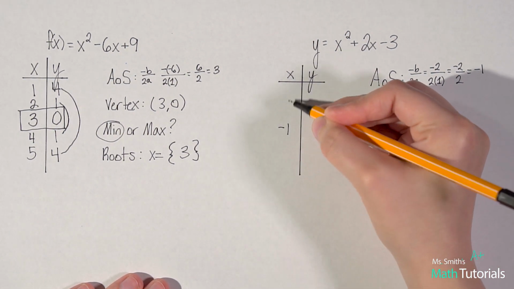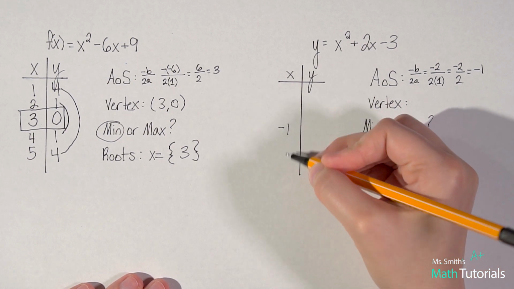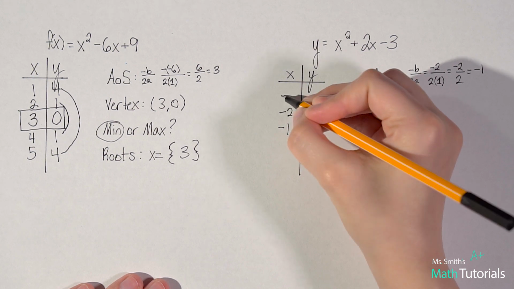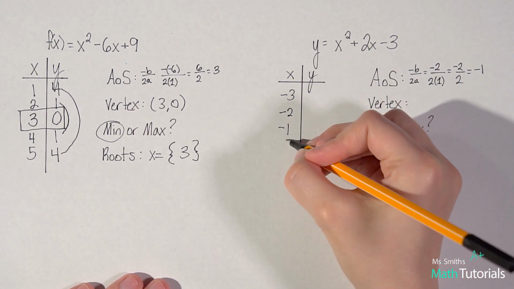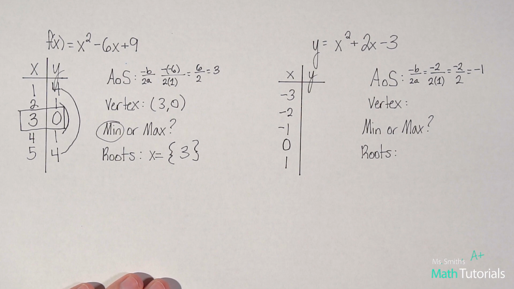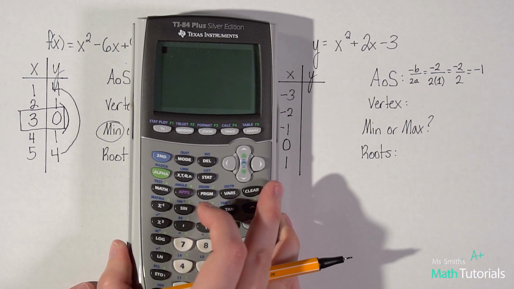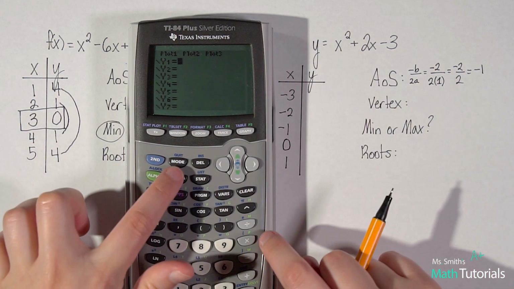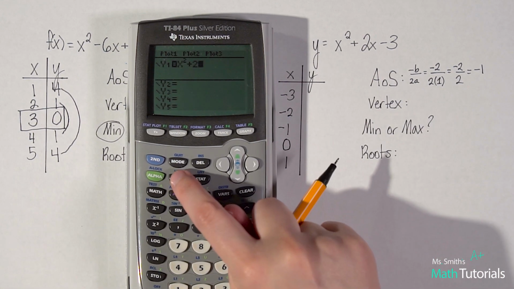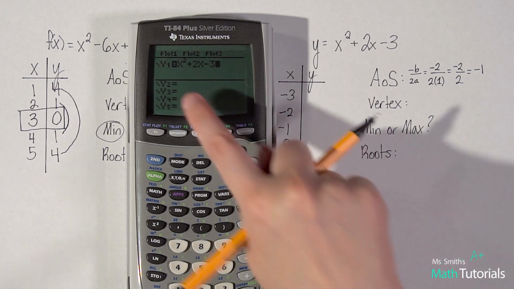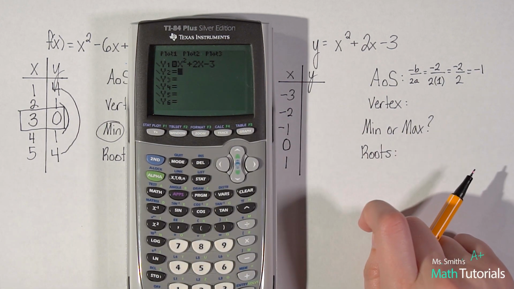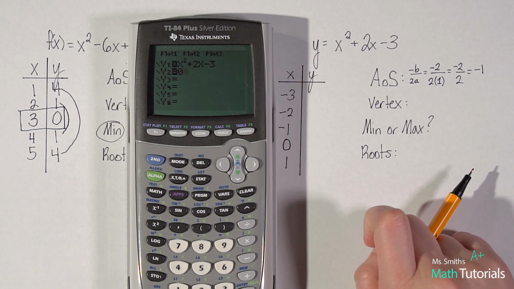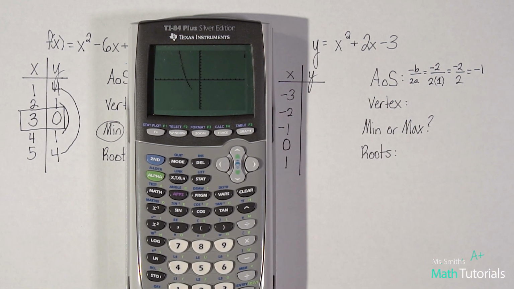Okay, so I want to pick 2 points below negative 1 and 2 points above negative 1. So it will be negative 1, negative 2, negative 3, and then negative 1, 0, 1. Let's bring our calculator over. Let's go to y equals, type our equation in, x squared plus 2x minus 3. Make sure you go down to your second line and input your 0. So important. It will cause you tons of problems if you don't. All right, and let's graph it and see how this looks.